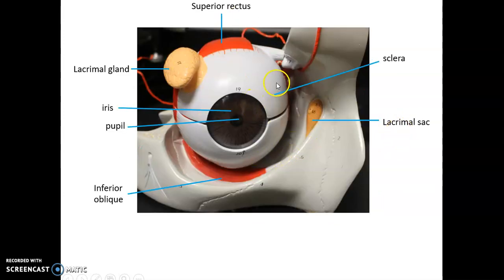In an anterior view, again, we can see the sclera, the cornea, the iris, the colored portion, the pupil, the hole. There's the lacrimal gland. There's the superior rectus muscle, the inferior oblique muscle, lacrimal sac.